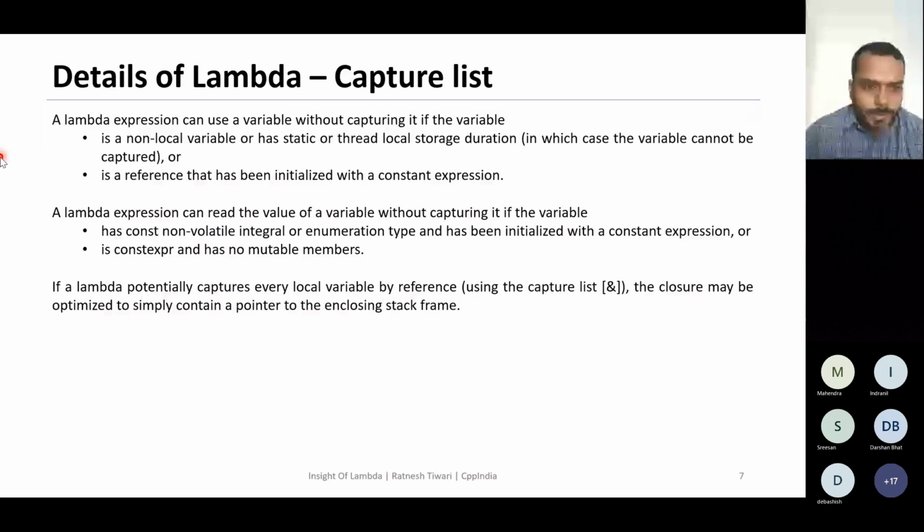Next is that if we capture all the things by reference, the lambda may be optimized just to contain a pointer to the stack frame, and all the things that are available before that lambda will just be pointed to by that pointer, and it may optimize it. That is up to the compiler.